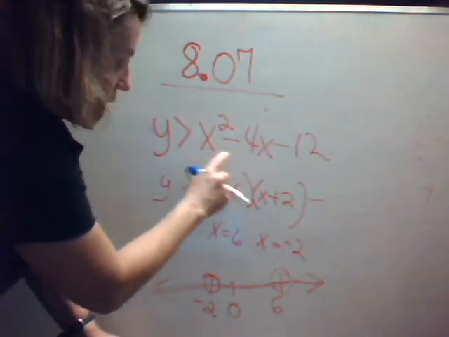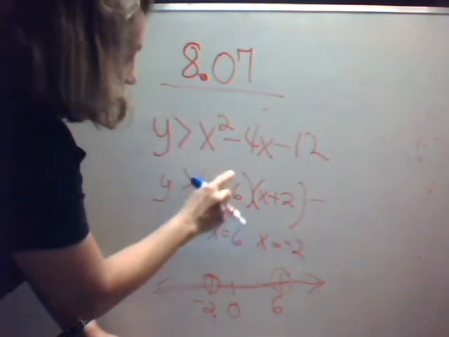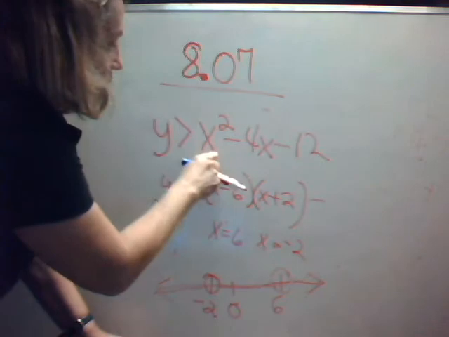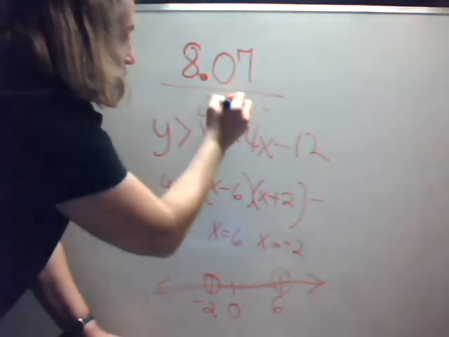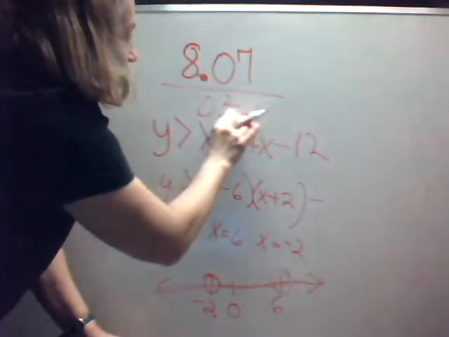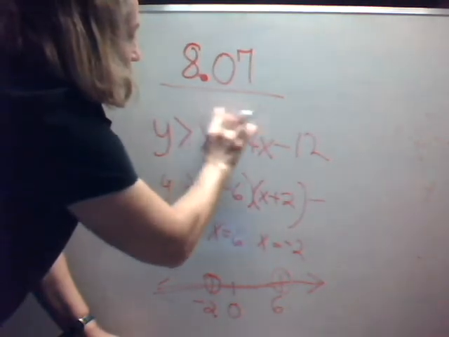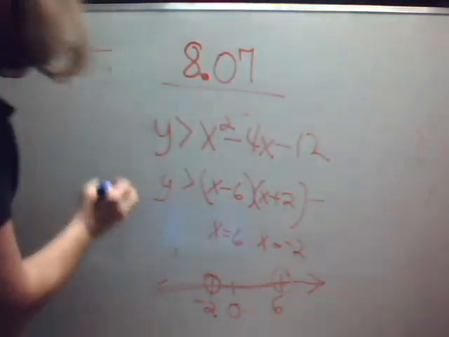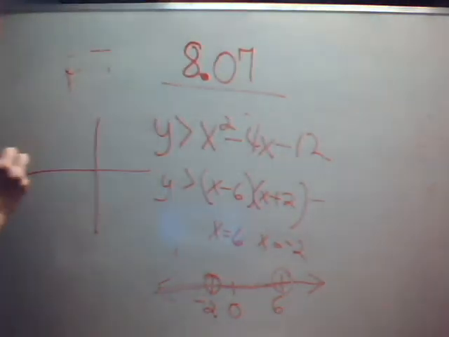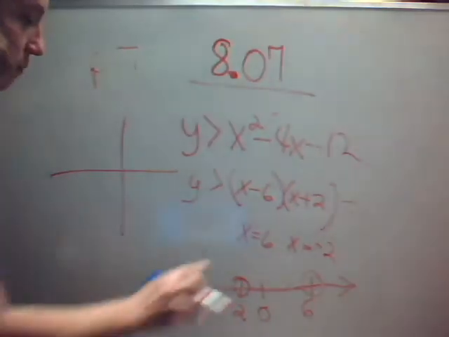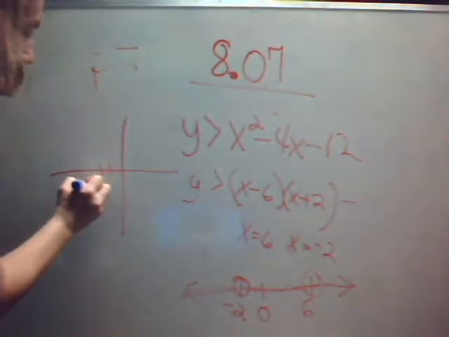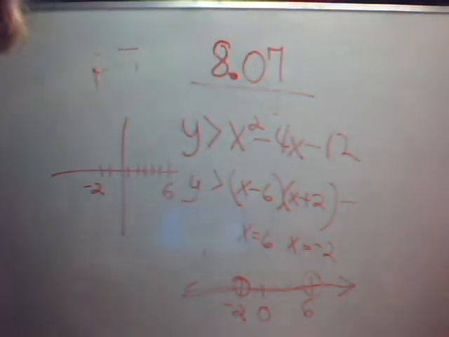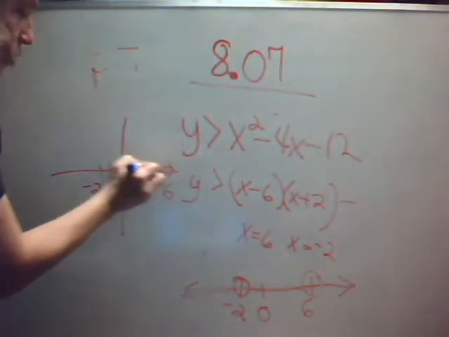If I put in 0 here, 0 squared minus, oh wait a minute, I'm not actually testing a point here, am I? But I do know that that's where my roots are. I need to see if I shade above or below because I don't have a value, do I? So let me go over to the graph for a second and we'll graph it. We're graphing it at negative 2, positive 6. And when I go to graph it, I know that I have open circles.